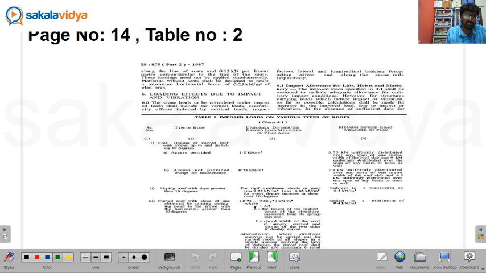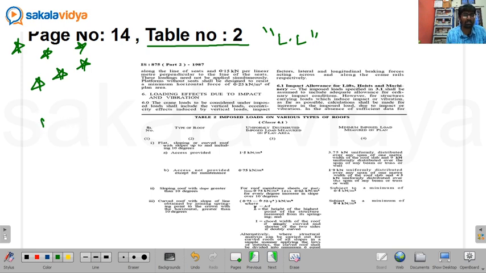So in this we must remember page number 14, table number 2. This table number 2 plays an important role in order to find live load of a structure. So my dear students, please try to memorize page number 14, table number 2. In order to find different types of live load of this structure, we must refer to table number 2, which is present in page number 14.